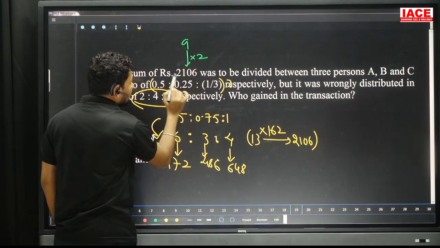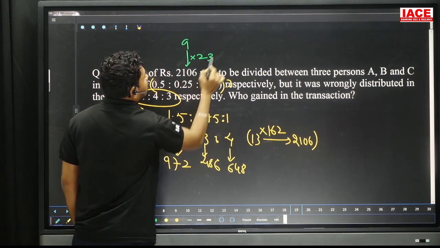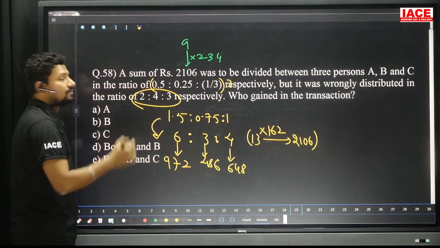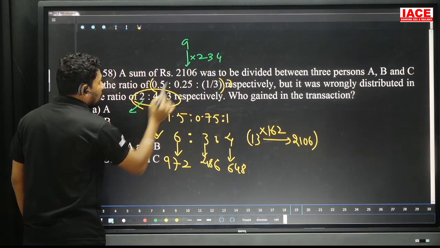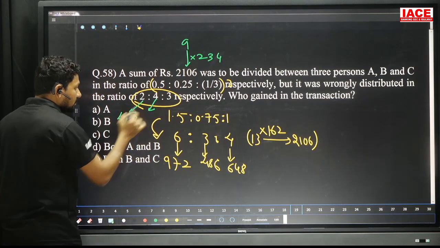9 2s are 18, remaining value is 30. 9 3s are 27, and remaining value is 3. And 9 4s are 36. That means each part will get 234 if you're distributing as 2 is to 4 is to 3. 2 parts is equal to how much? 2 times 234 is double 468. And 4 parts means 468 doubled.